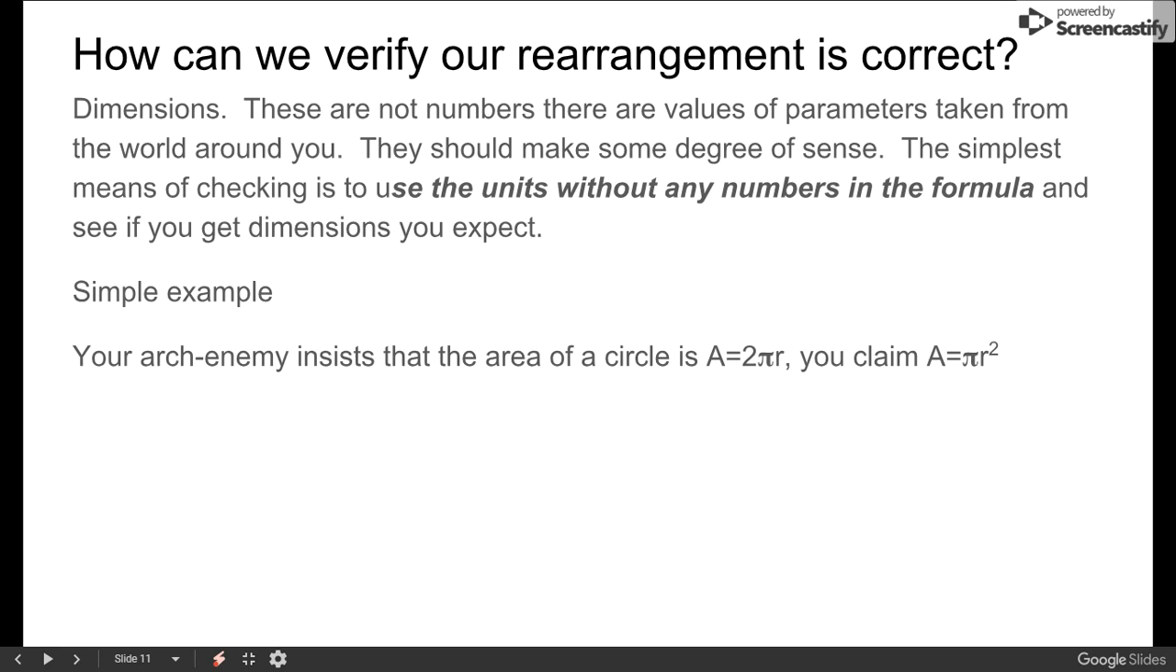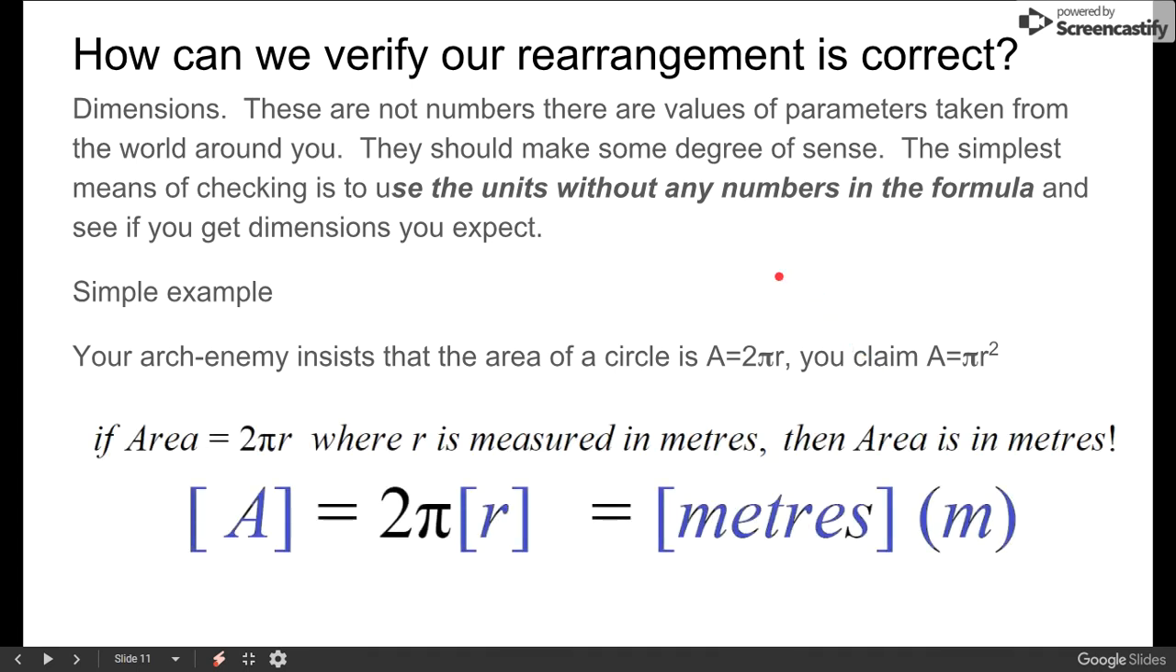So a simple example, your archenemy, because I'm tired of them being friends, insists that the area of a circle is 2 pi r. You claim that the area of the circle is pi r squared. What's the solution? Obviously a physics knife fight. But since we're not allowed knives anymore, we have to solve this logically.